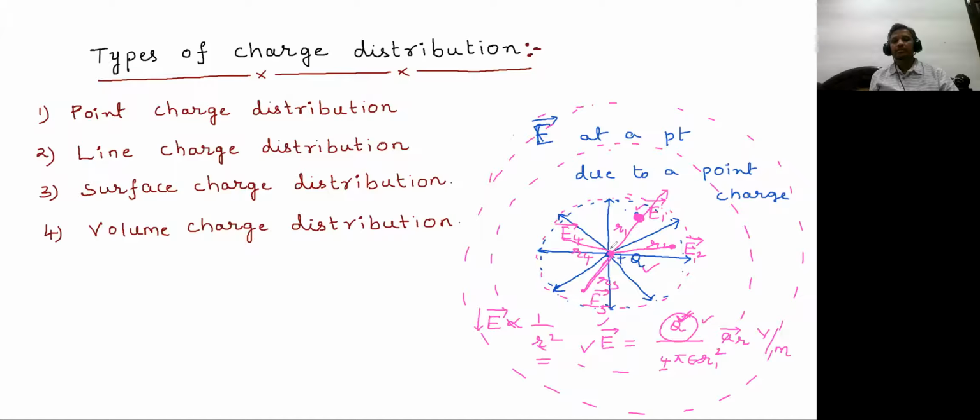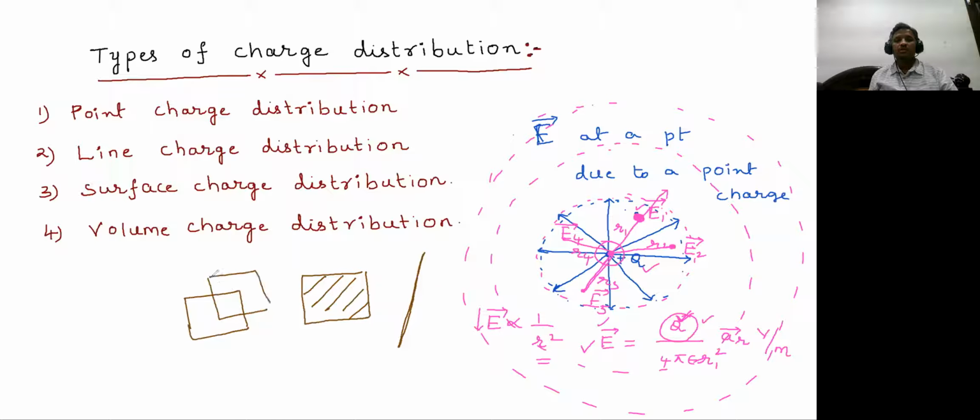Similarly, instead of this point charge, if you have some kind of line charge like this, or some kind of sheet of charge like this, which may be a metal sheet, a metallic conductor or a conducting wire, and similarly a volume structure like a cuboid or any other structure, then we call it a line charge, surface charge, and volume charge distribution. That means you distribute charge on these conducting materials.